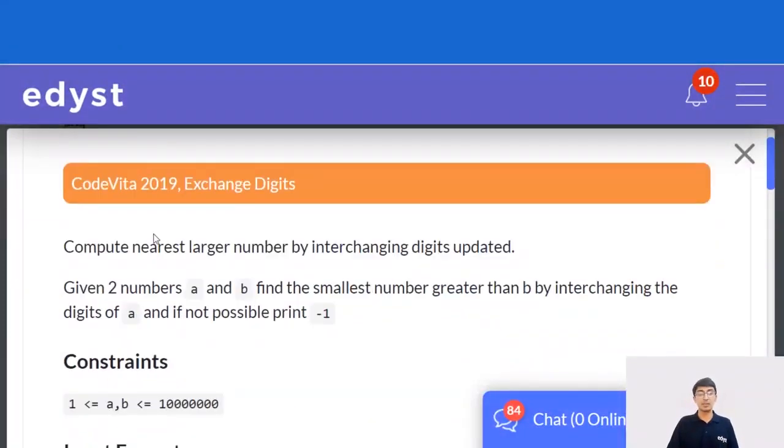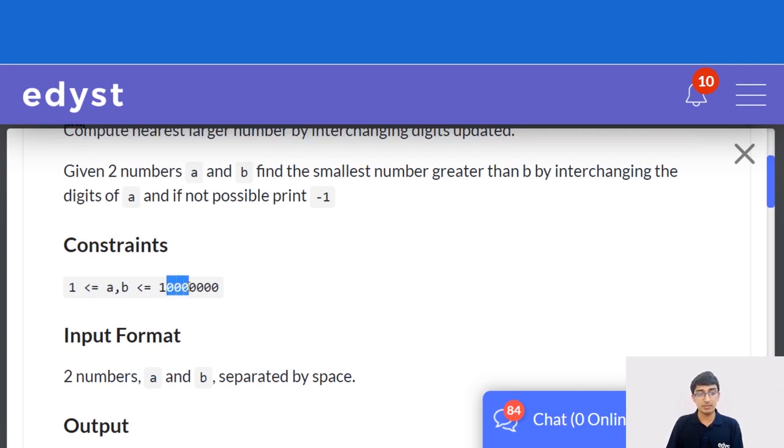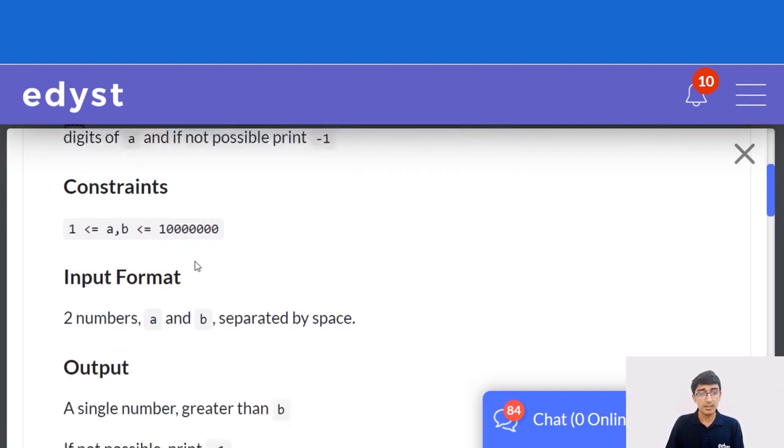We'll spend a little more time on this. We are given two numbers: compute the largest number by interchanging the digits. What does this mean? There are two numbers A and B. Find the smallest number greater than B by interchanging the digits of A, and if it's not possible, print -1. B can be quite big. How many digits are there for B? Let me count them: there can be about 8 digits in B.